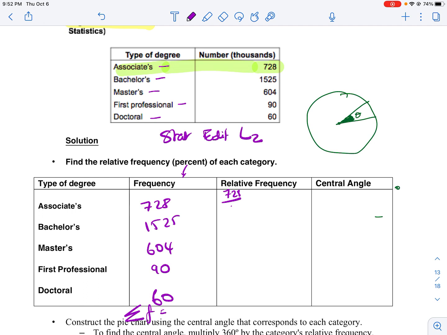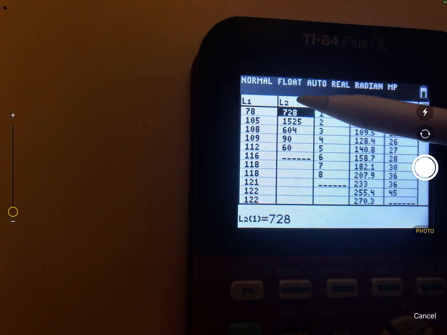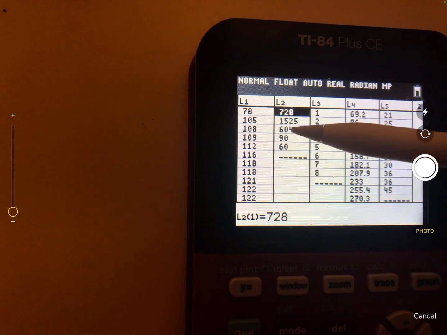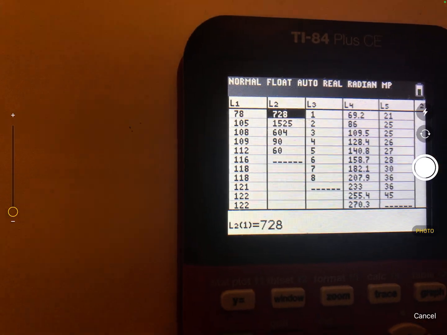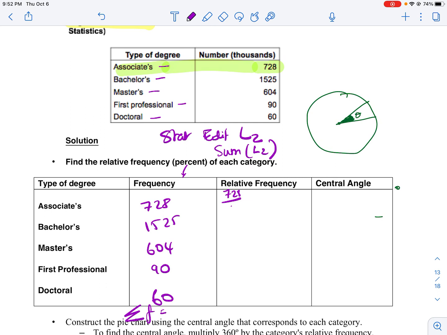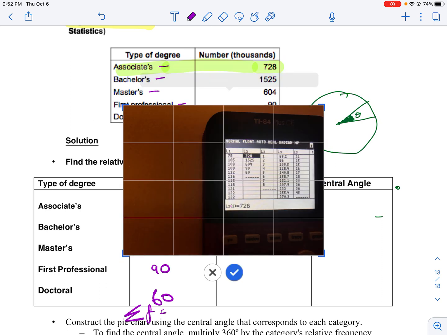I'm going to put it in L2. All right, so that's where I'm going to start by putting my data. I'll find the sum of L2 to make my life easy. So here goes the data in L2: 728, 15, 25, 604, 90, 60. So this is where I'm going to put my data in.